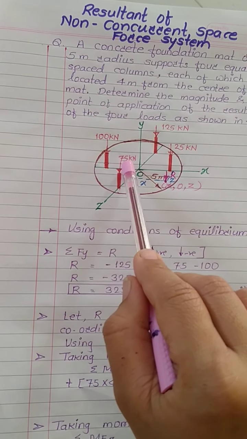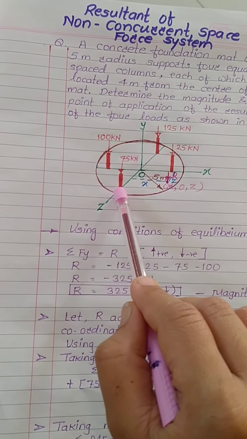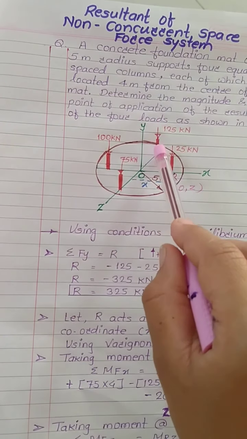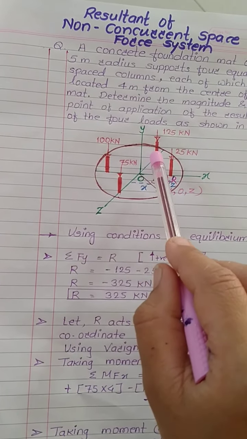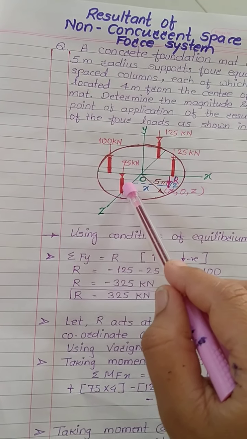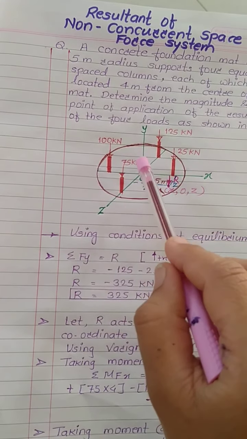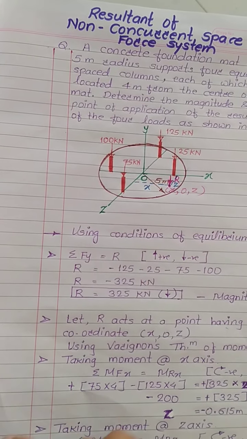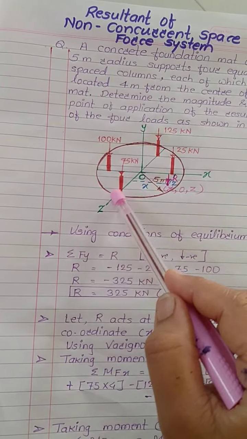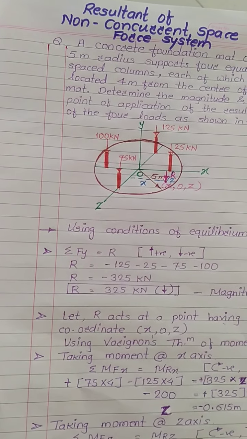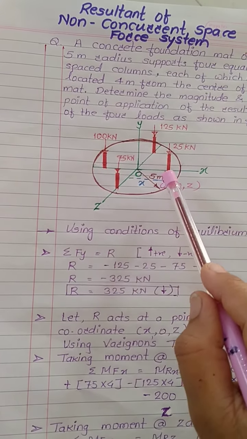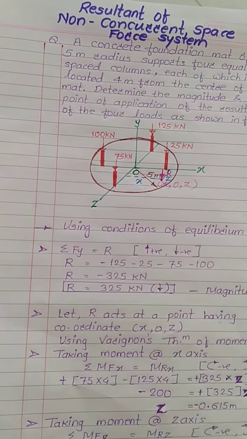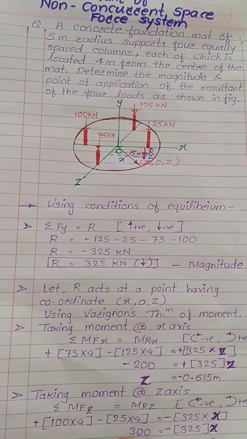If I consider the load of 75 kilonewton, it is acting on the positive z axis while the load of 125 kilonewton is acting on the negative z axis. And since all loads are placed on the mat, the y coordinate will be 0 and the distance from this origin is 4 meter. Okay, so I have shown this resultant, but we will see how to show this resultant. So we will see how to solve the numerical.